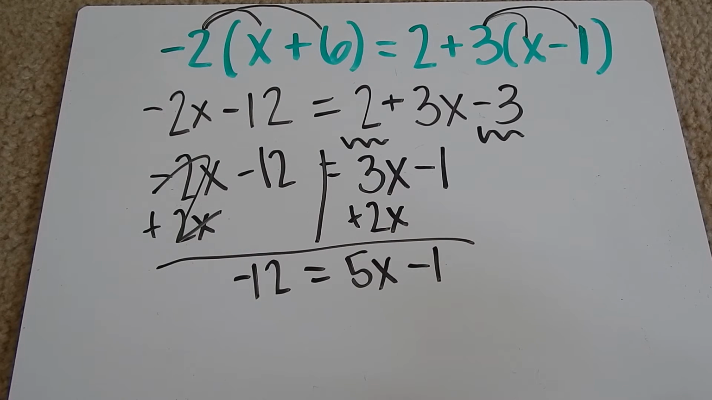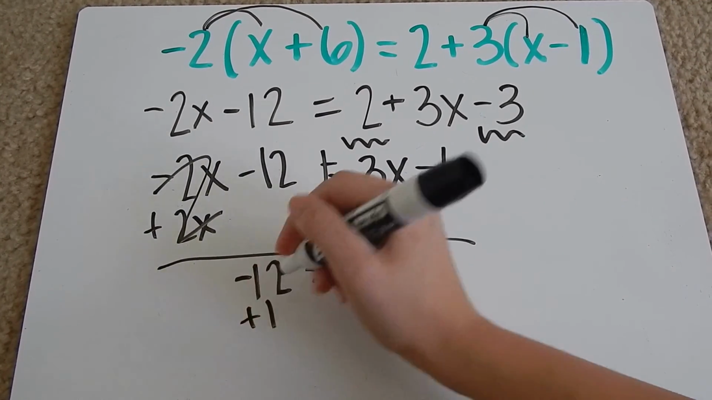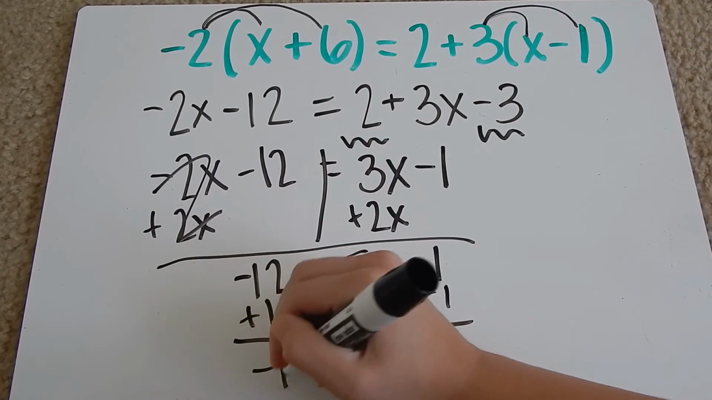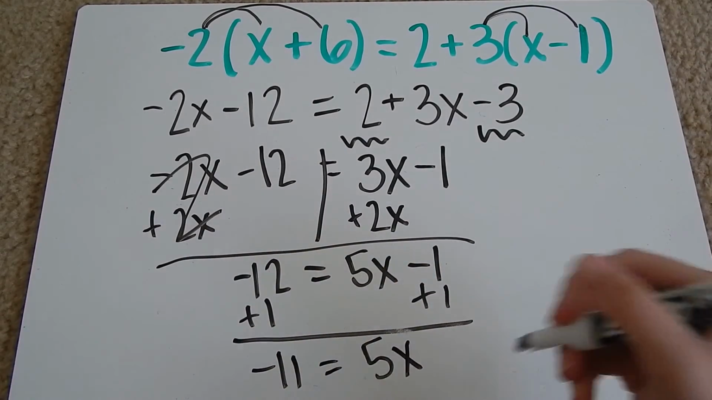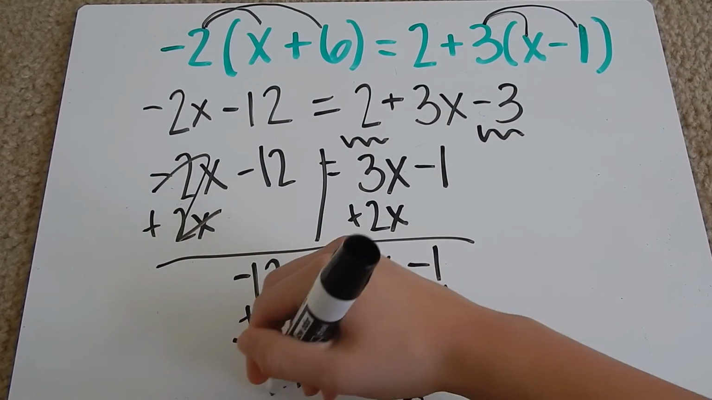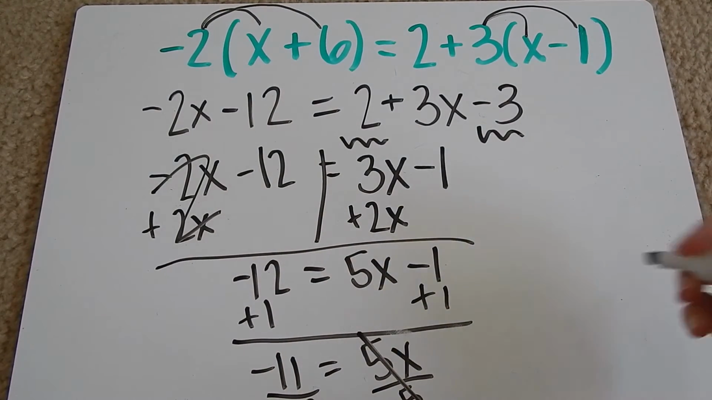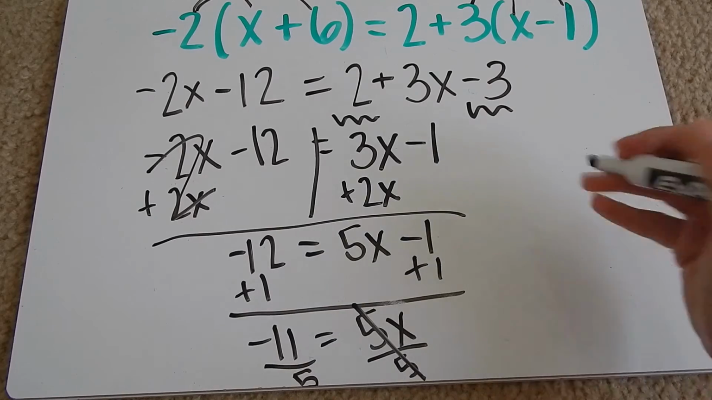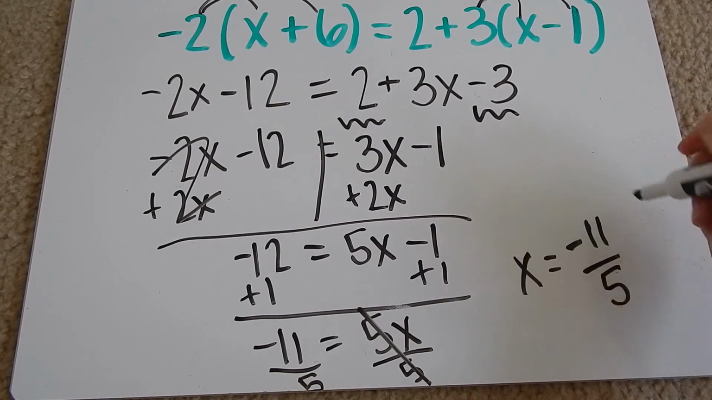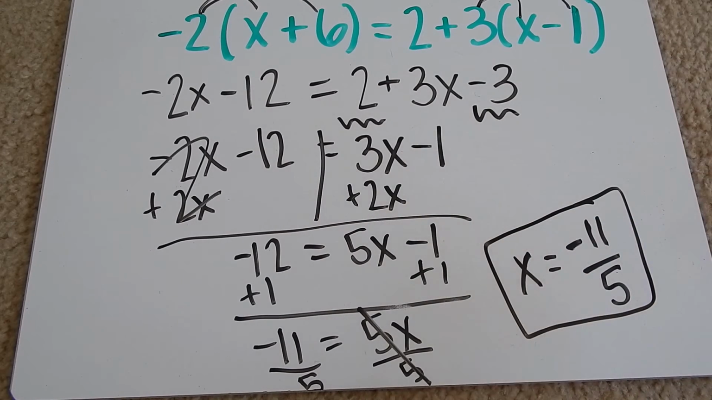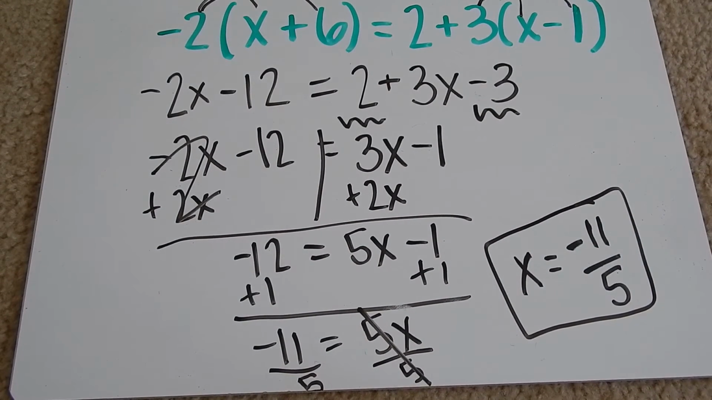And then we just solve this two-step equation. So I first want to add 1 to both sides. I get negative 11 on the left equals 5x. And finally divide both sides by 5 to get x by itself. The 5's will 1 out, and so I get my answer as x equals negative 11 over 5. And again, we're just going to leave it as a fraction. And so that would be my answer.